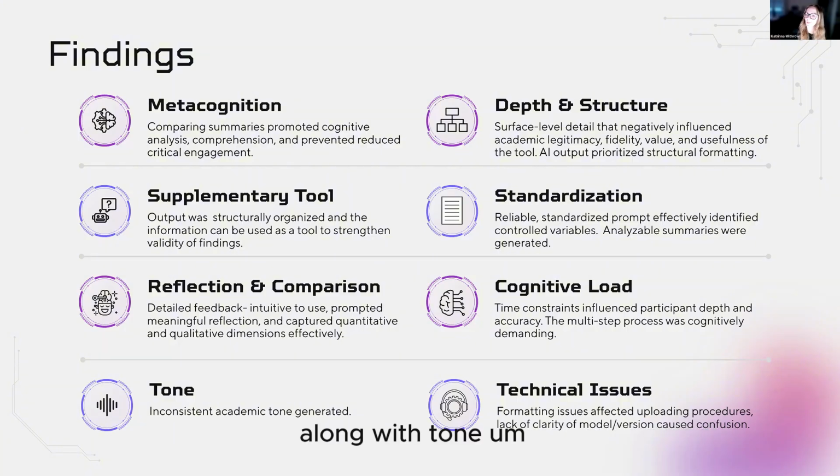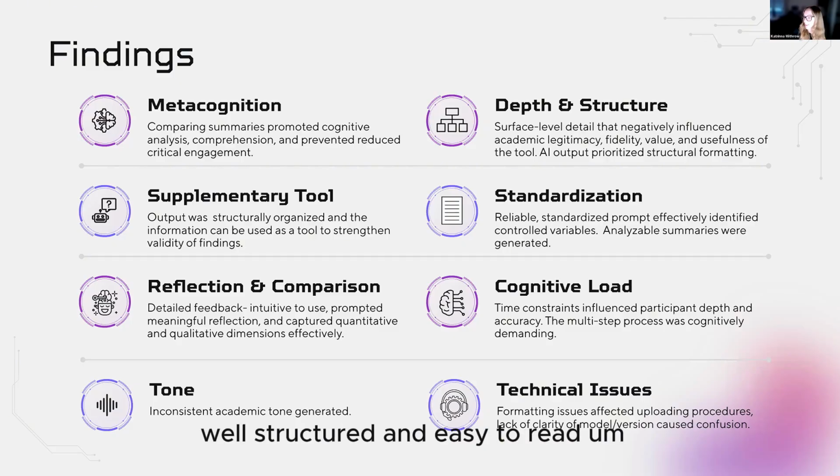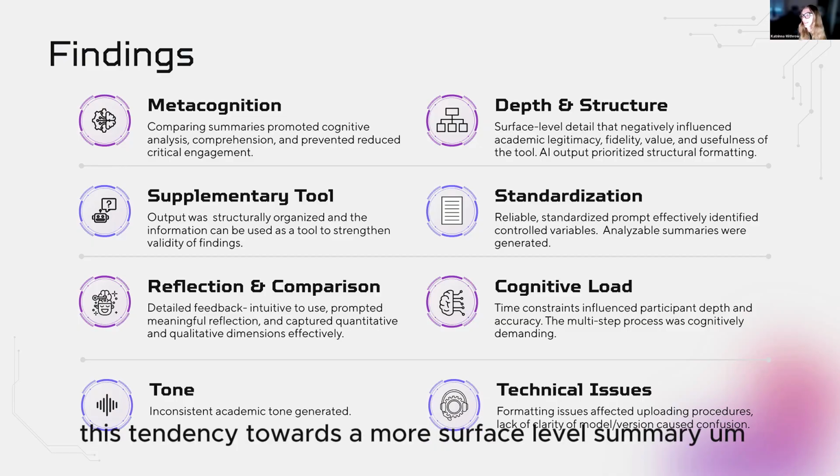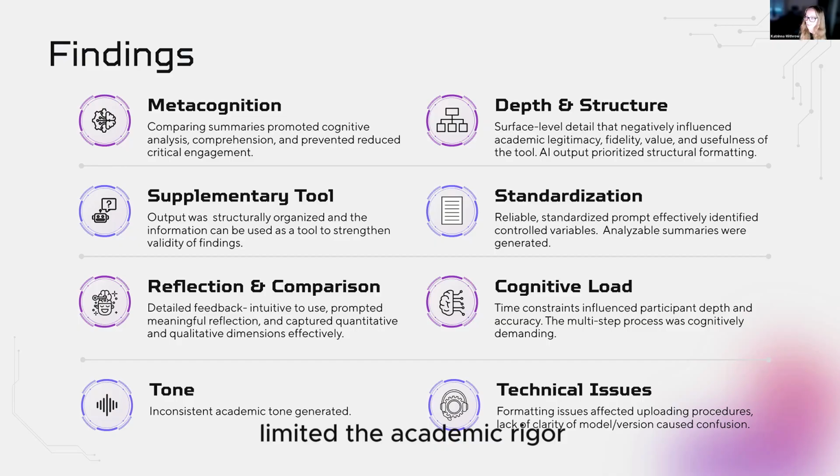Along with tone, another challenge that we observed was the lack of depth in Gemini's summary. While the output was well structured and easy to read, it did lack details and information that is essential for graduate-level work. This tendency towards a more surface-level summary limited the academic rigor and overall usefulness of the tool.